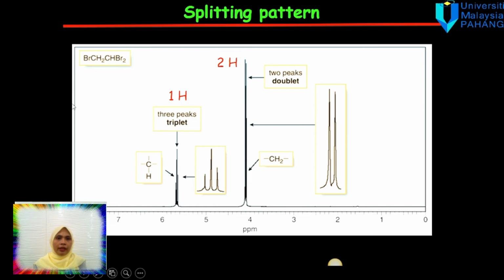The next example. In this case, which is the position of the signal for this CH? This CH becomes more deshielded and becomes downfield, and this CH2 is upfield because it is near only one bromine atom. The splitting pattern for this signal: you see the neighboring proton is only one, so 1 plus 1 is a doublet. And for the CH signal, 2 plus 1 is a triplet. You can see this one is a triplet signal and this one is a doublet signal.